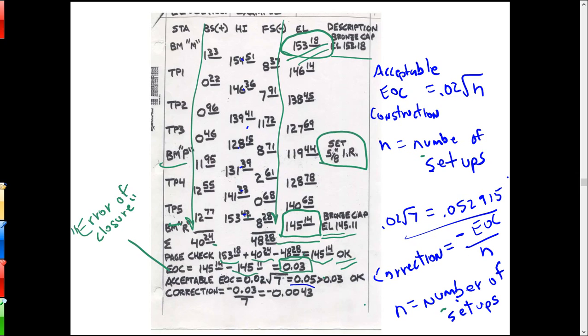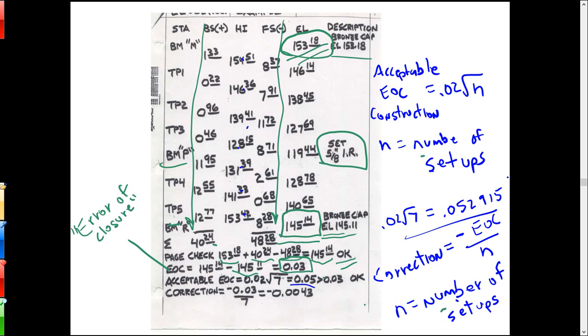And if that's the case, if that error accumulated over 7 shots, on each shot I had 0.03 over 7 of error. Okay, and I'm going to put a negative in there because I came in high. I want to adjust back down low. That's what I want to do.